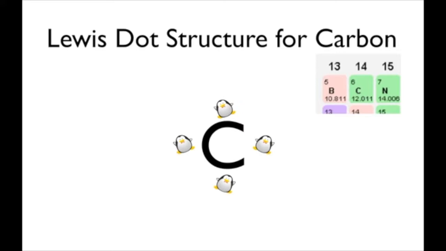Now I just want to remind you those penguins represented electrons, but for heaven's sakes, don't draw penguins in your Lewis dot structures. You're going to get kicked out of class. So what we do is we draw literally dots around the element to represent the valence electrons, and ta-da! That is the Lewis dot structure for carbon. How easy is that?